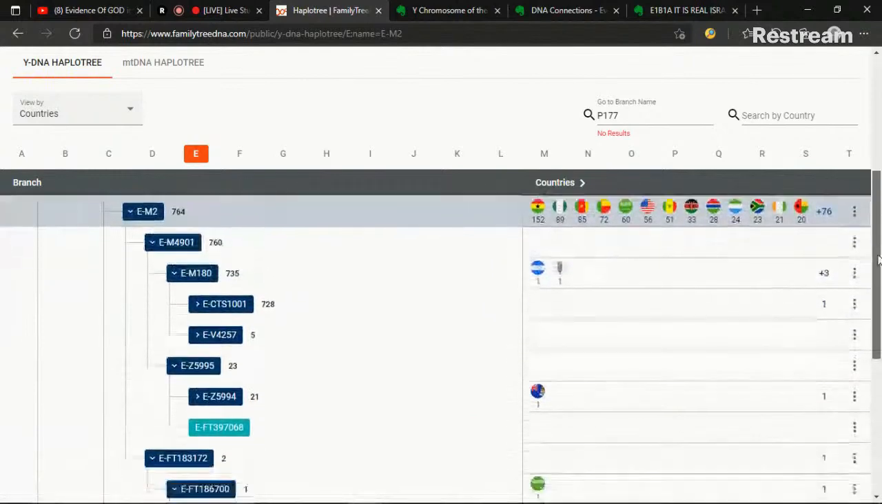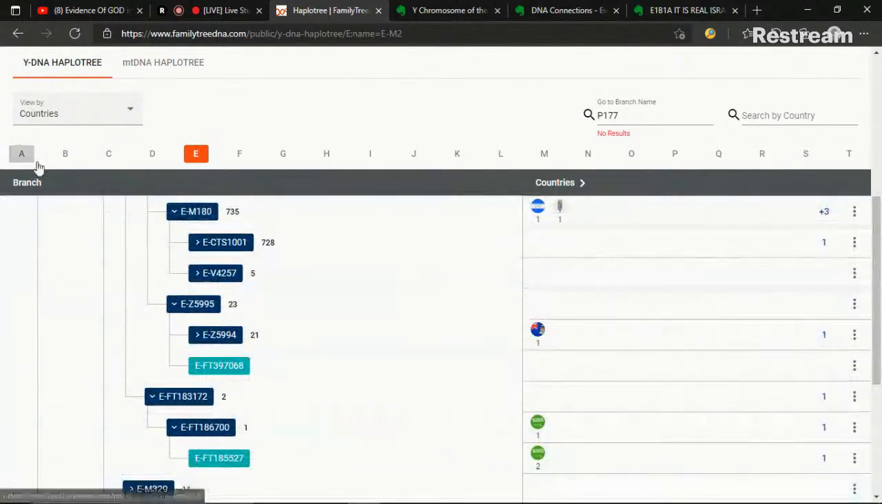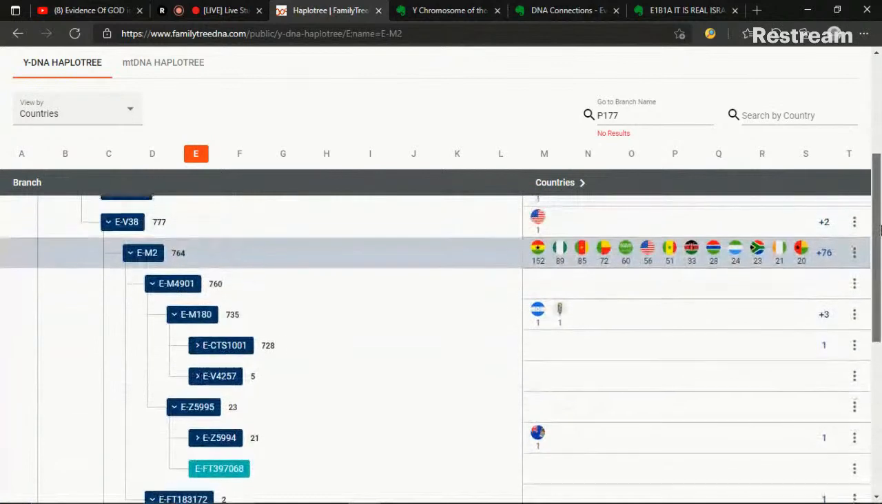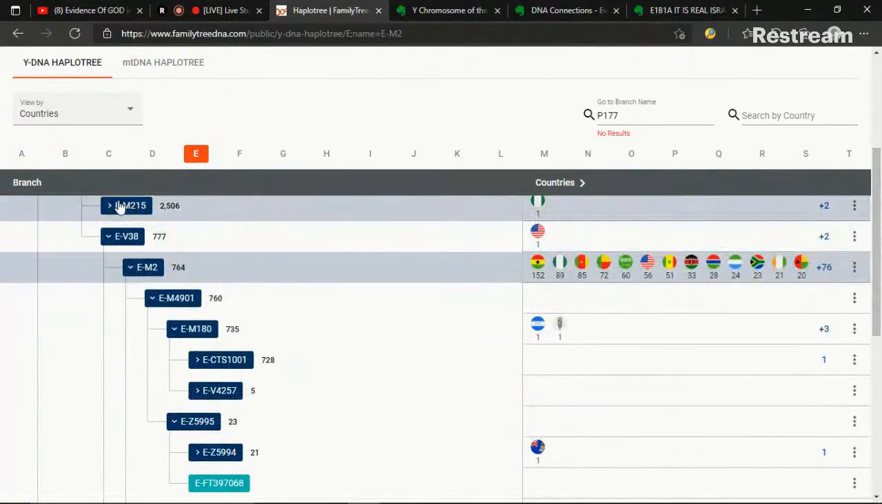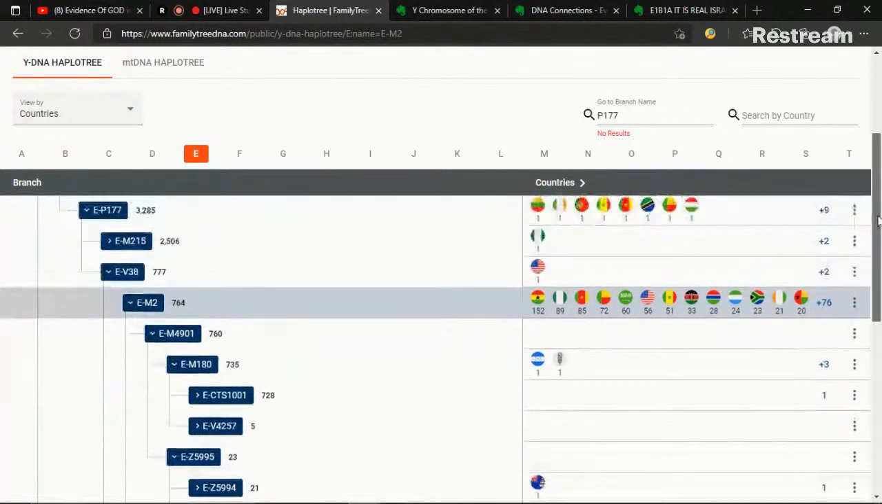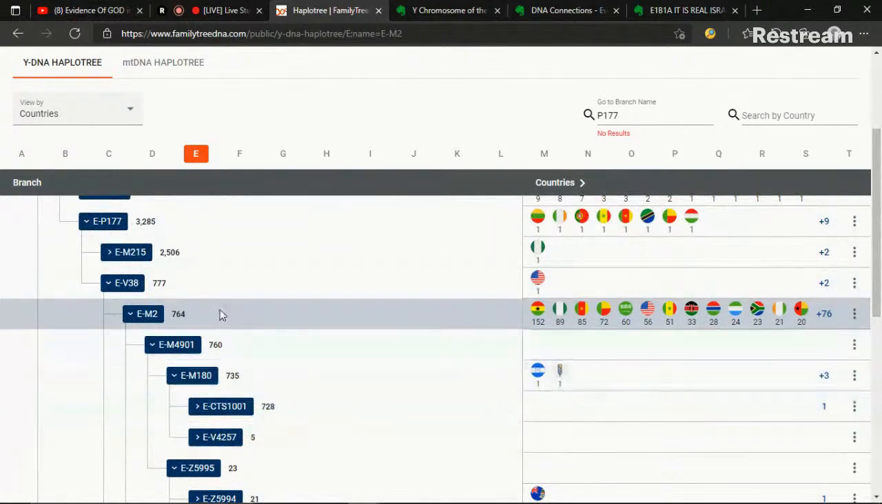Now, notice it's actually going to be a separate branch. It's not connected to this one, nor is it connected to Ishmael. Remember, Ishmael's right here. He has his own branch. These aren't connected. These are actually going to be their own. Now, remember, let me open up another one.